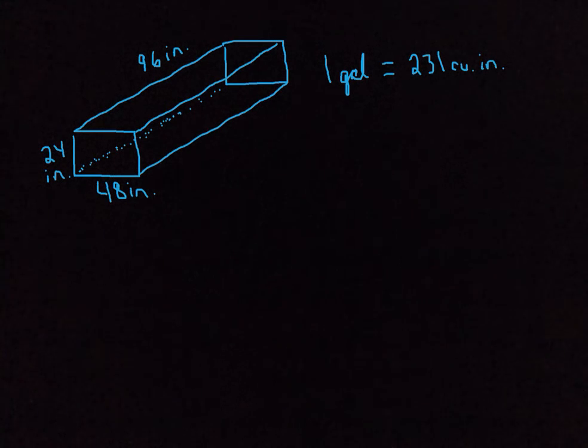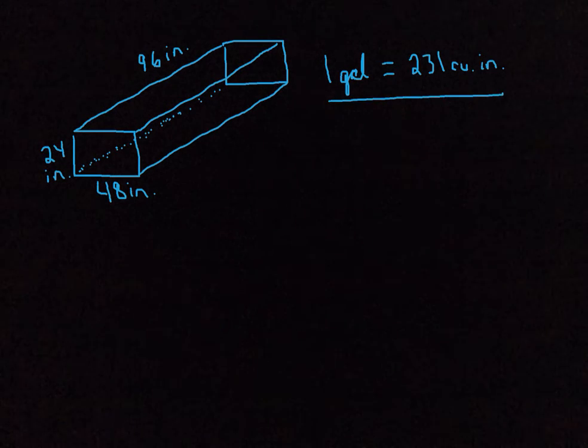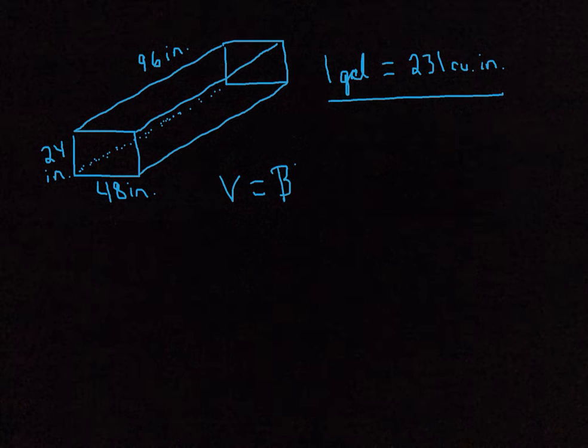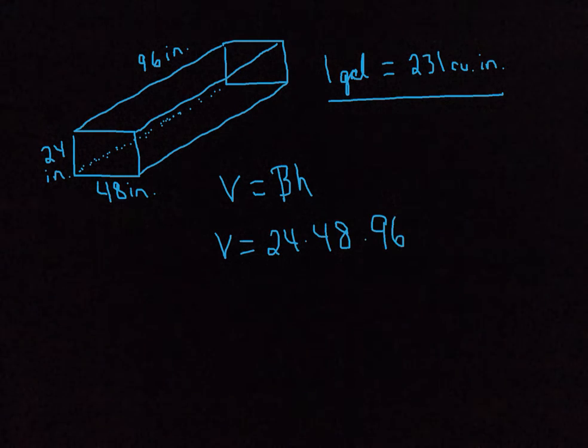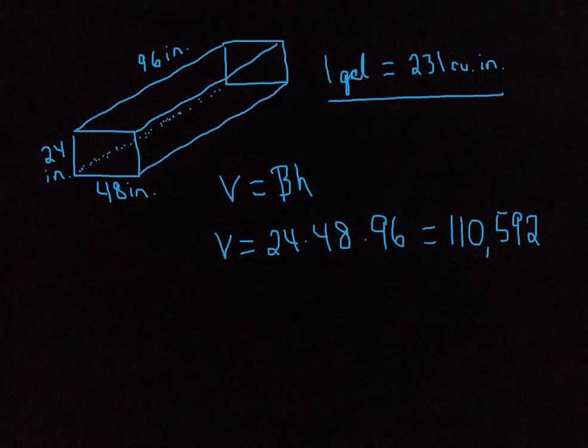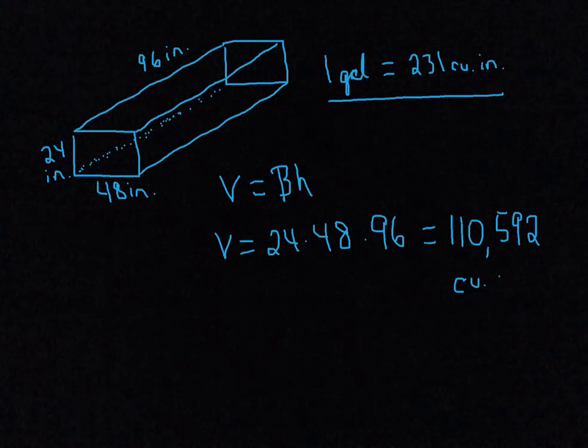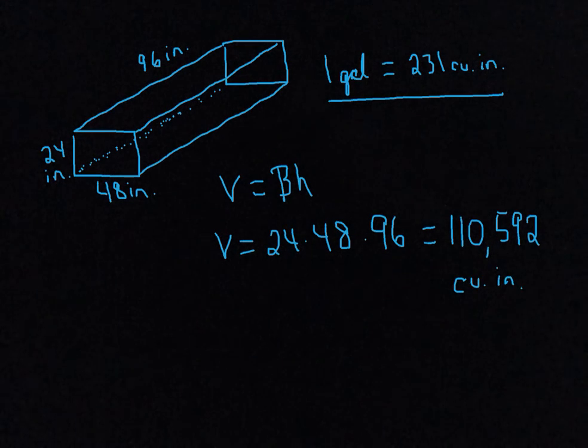Well, if we know that 1 gallon is equal to approximately 231 cubic inches, then what we need to do is figure out the volume of this. So the volume is going to be just the area of the base times the height, and since this is a rectangular one, it's just length times width times the height of it. And so multiply those together and we get a volume of 110,592 cubic inches. Now, that's not the answer. That's just the volume of this water trough.